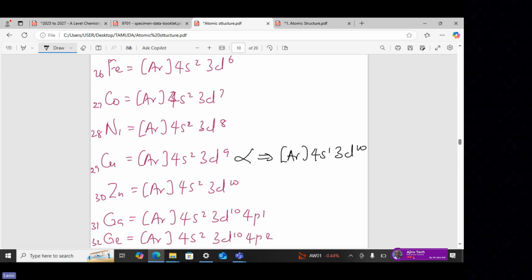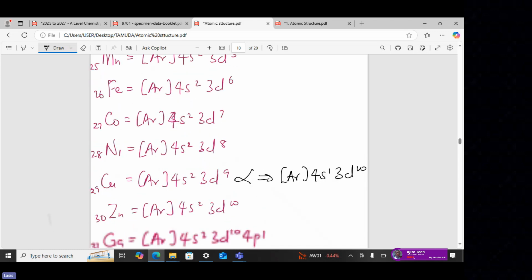Why? A 3d10 system is fully filled. It is symmetrical and stable. You just give him one. Do you get the point now? So those are the exceptions there.